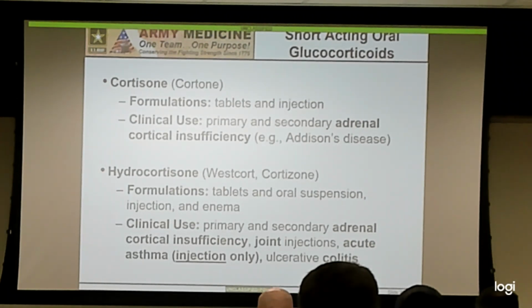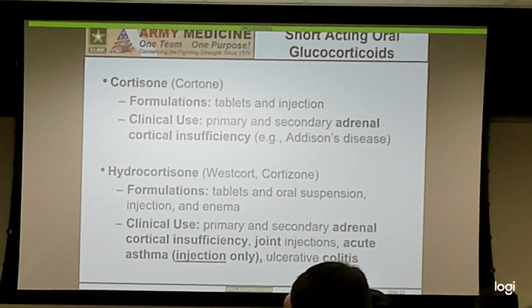So our primary use, again, the same thing, adrenal insufficiency. We saw this when we were talking about our injections in our joints, right? We were talking about gout, different things like that, arthritis. And then acute asthma, the injection only, and then our colitis. We're just helping them with that inflammation that they have.